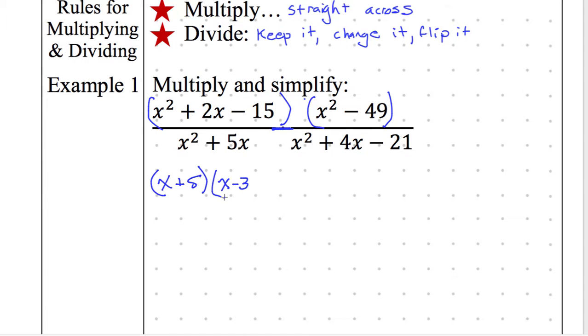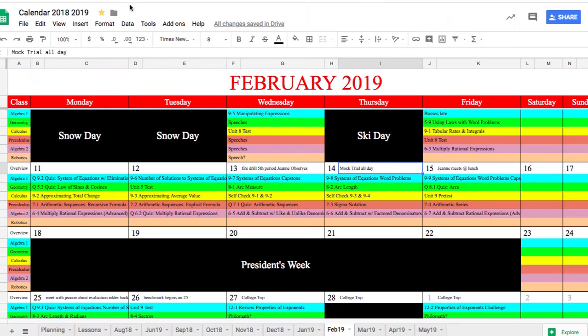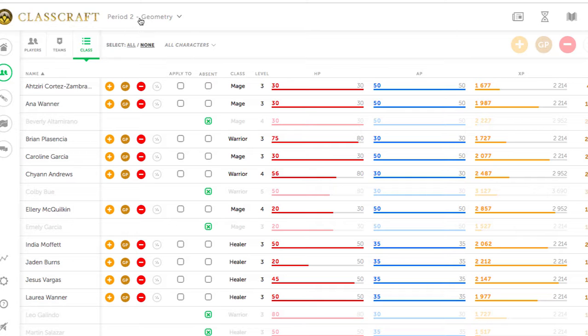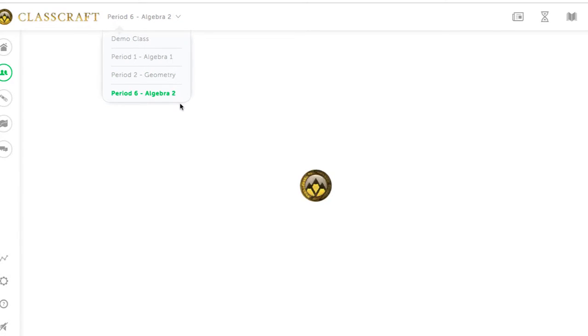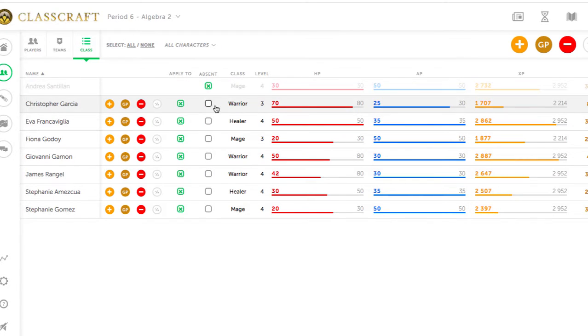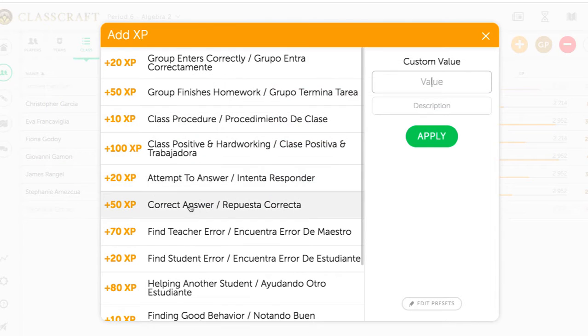All right, Fiona is in. Let's go back to participation points. Going to Algebra 2. Andrea is independent study. Stego is too cool for us. And there's Fiona. Boom, 50 XP. All right, your card is in. And Chris is already in because he did the warm-up.